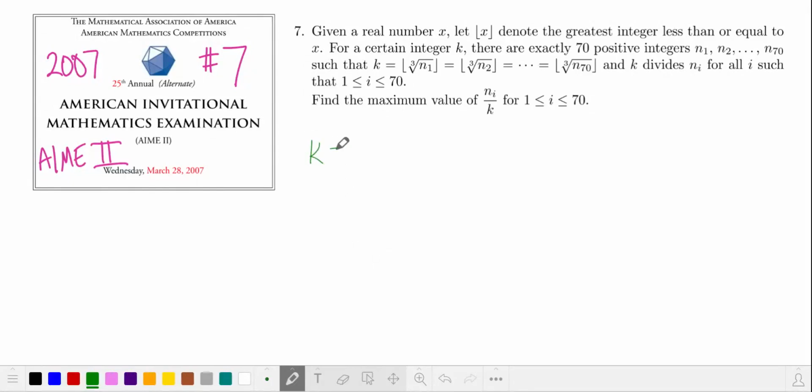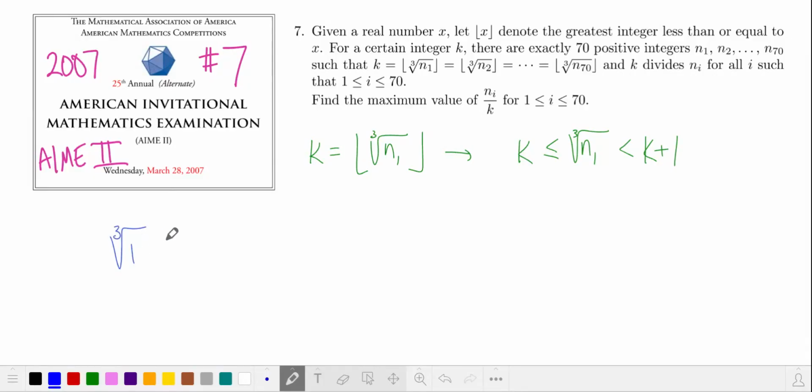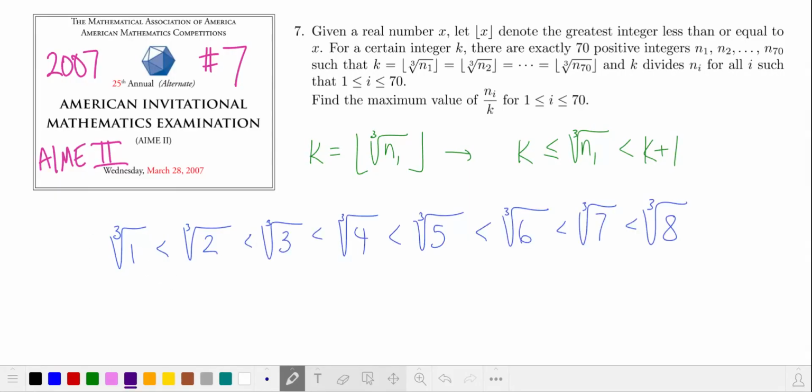If k is equal to the floor of this expression, then we have that this cube root is between k and k plus 1. Let's take a look at the cube root of 1. This is going to be less than the cube root of 2, and so on. The cube root of 1 is 1, and the cube root of 8 is 2.